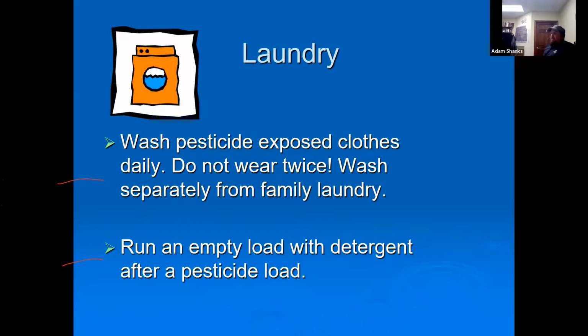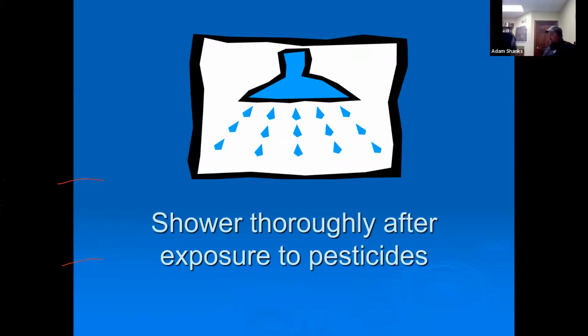Wash your clothes immediately after you apply a pesticide, and do not wash your family members' or other clothes with them. Wash them by themselves, and then you should really run an empty load through in between to wash out any contaminants before you go back to washing your family's clothes. Shower thoroughly after any sort of exposure to get that off your skin.